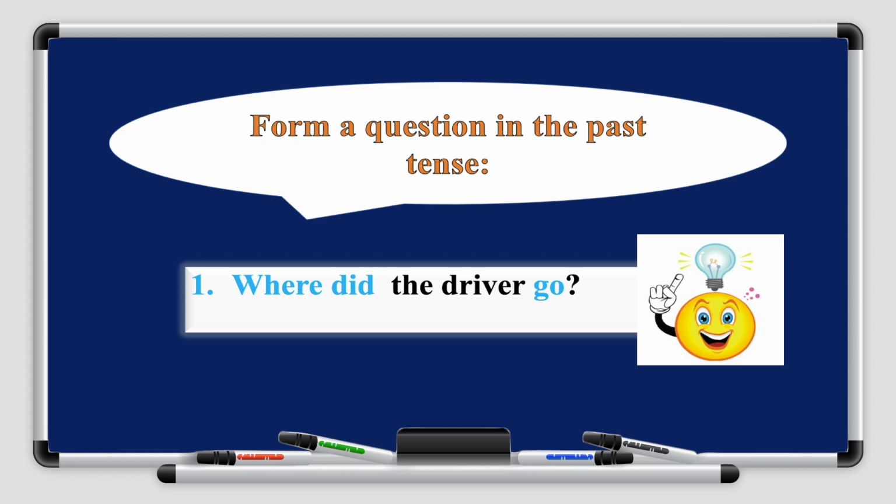Here the verb is in its root form. So go. Where did the driver go? Here we used where because we have the verb go, so we're asking about a location. Where did the driver go? We use did after the WH word, and the verb here, go, is in its root form. Where did the driver go?